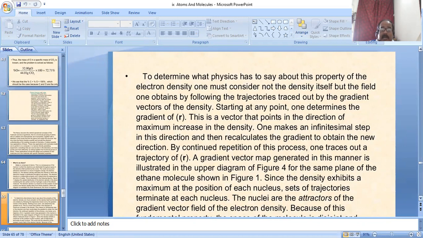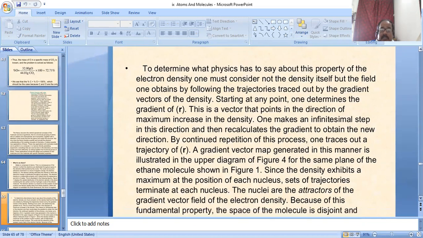In the same plane of the ethane molecule, since the density exhibits a maximum at the position of each nucleus, the trajectories terminate at each nucleus. The nuclei are the attractors of the gradient vector field of the electron density.